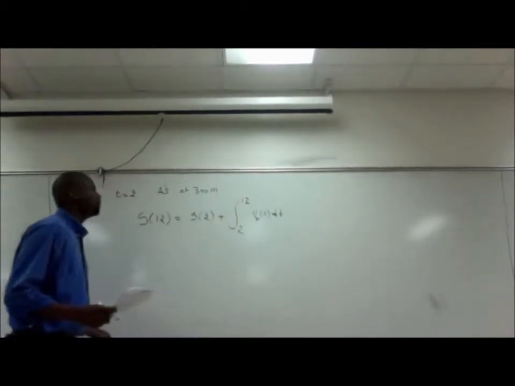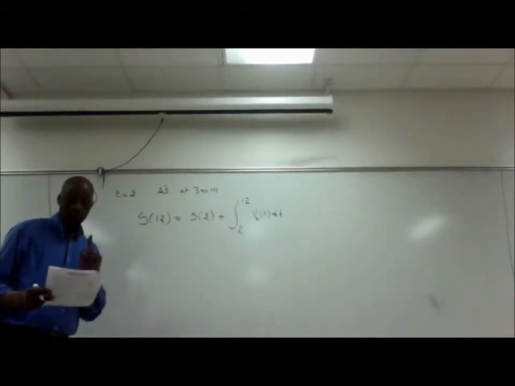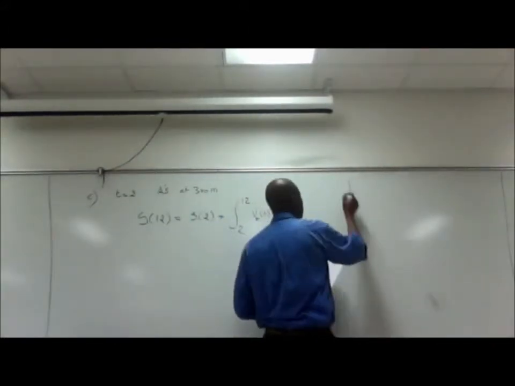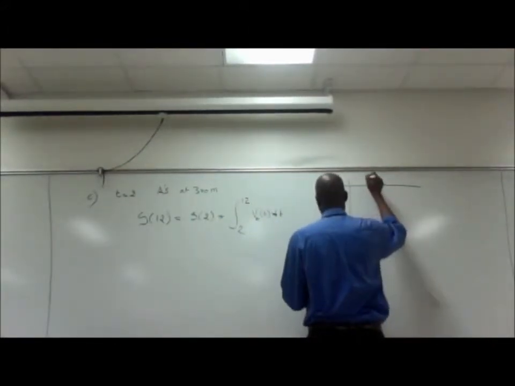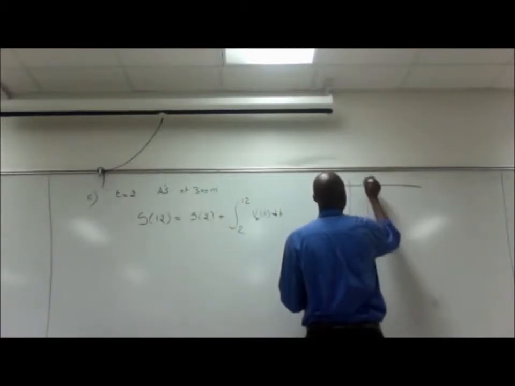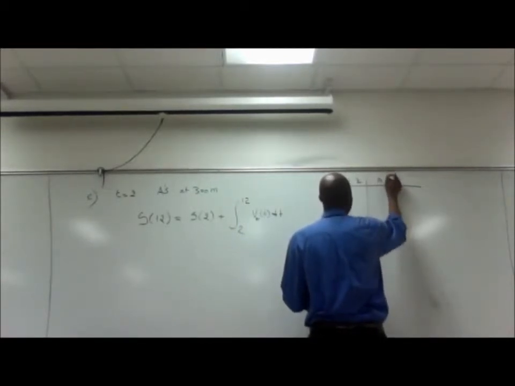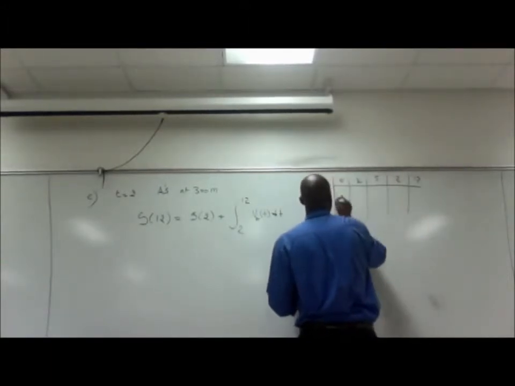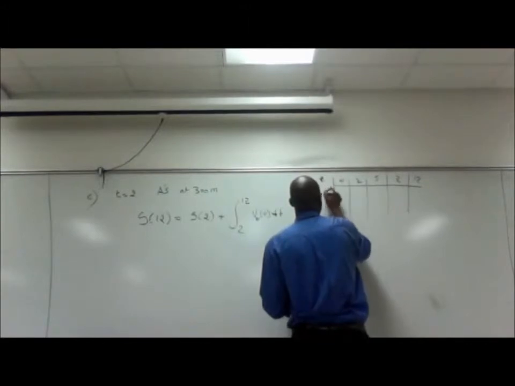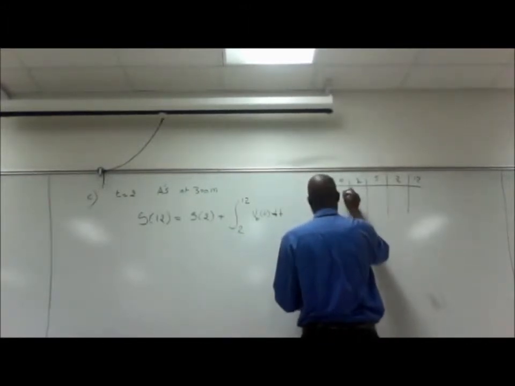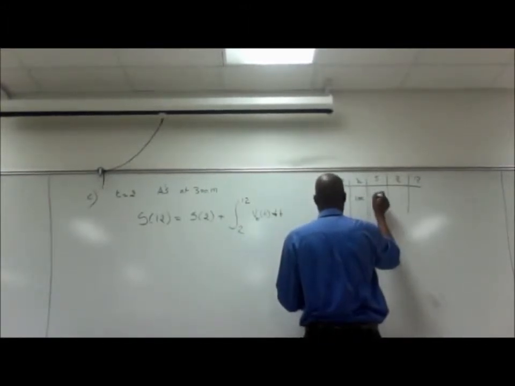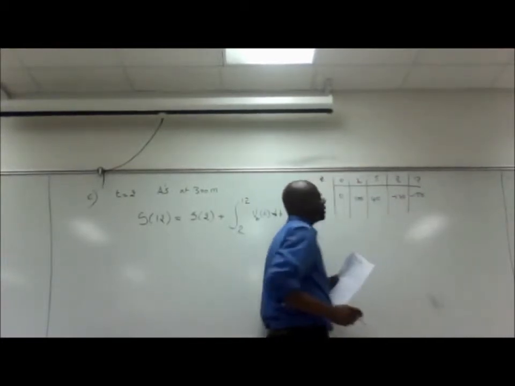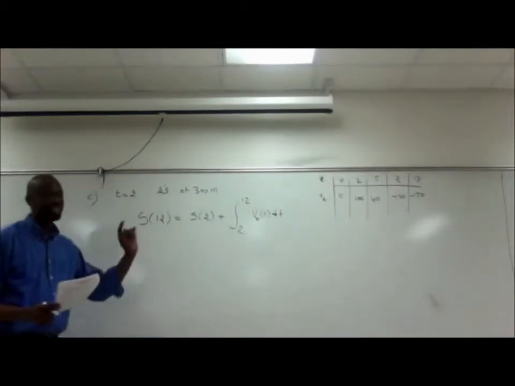Now they say use the trapezoid rule. I'm going to write down: use the trapezoid rule. The trapezoid rule for me goes from 2 to what? The t values are 2, 5, 8, 12.